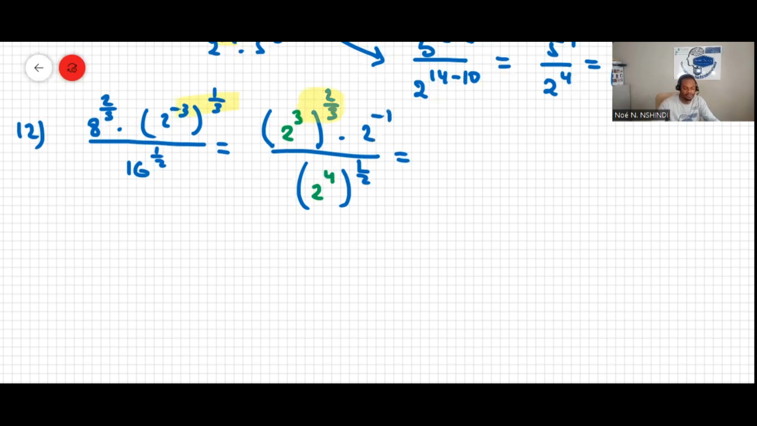So that makes 2 to the 2, because 3 times 2 over 3, we cancel, we have 2 to the 2, multiplied by 2 to the negative 1. And then over there, we will have 2 to the power of 2, because we multiply the exponent here. 4 times a half is just 2. Then we can continue solving. We can just simplify this and that. And then the answer is 2 to the negative 1, which can be written as 1 over 2.